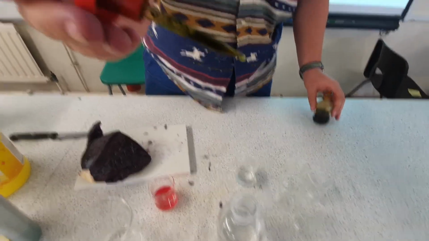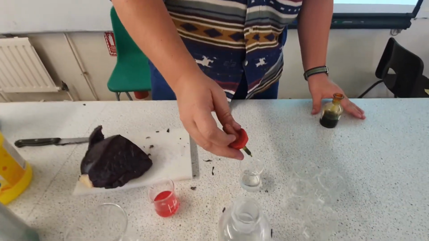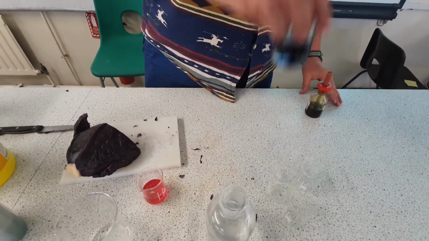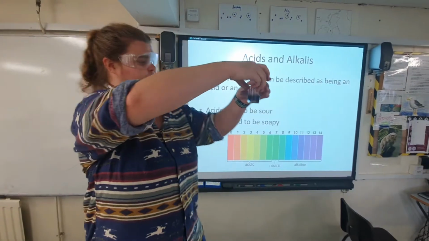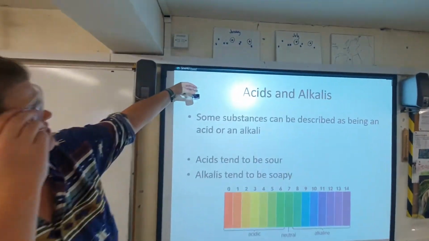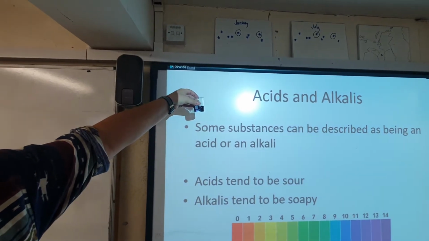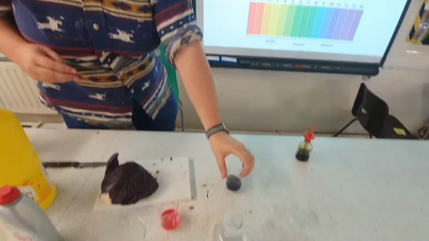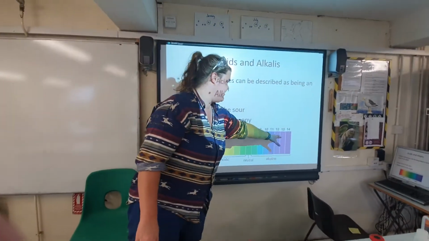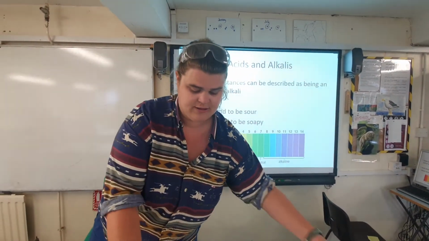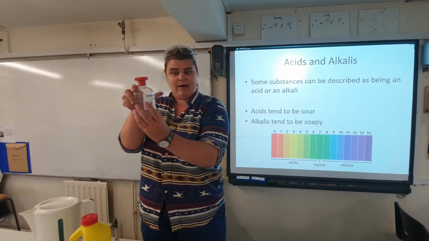So you can see again, starting that murky green colour. And now we've got a dark blue. If I hold it against the white, you should be able to see a really dark blue colour in there. Okay? So if I look at my scale here, the universal indicator tells me that is an alkali. So I know now that this is an alkali.